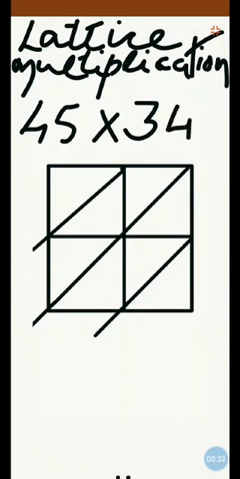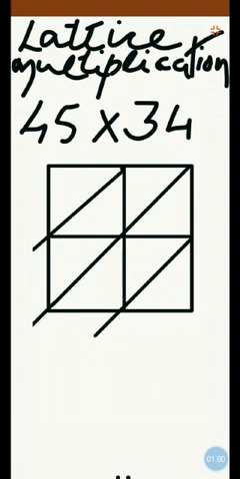Say for example, I have to multiply 45 and 34. For this, I will make a box with 4 squares because I have 4 digits here in my question. Then I will divide each box into 2 equal halves by joining the opposite points of the squares, as you can see in this empty box.